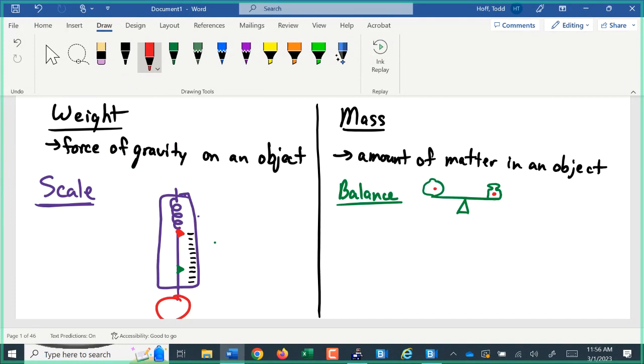Now, if you look at those, you think, well, both of those are measuring the same thing. And, well, they're measuring things that are related. One is going to affect the other. The more mass an object has, the more it's going to weigh, because the more gravity is going to pull on it. But the difference is mass is not dependent on gravity.